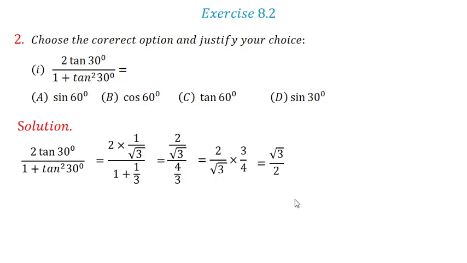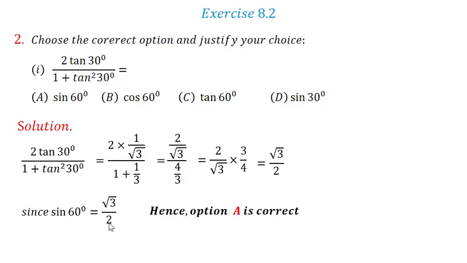Now sin 60 is root 3 by 2, so the correct answer is A. So I will say that option A is correct. Once I get one correct option, there is no need to check the others. If you want, you can check the other values also.